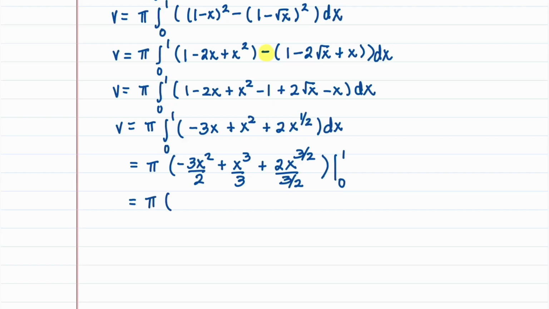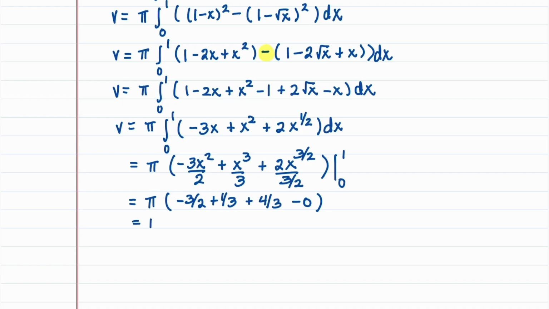Let's see what this gives us. If we substitute in that x is 1, we have minus 3/2 plus 1/3. 2 divided by 3/2 is 4/3, so we have a plus 4/3, and then we let x be equal to 0, and that, of course, is 0.